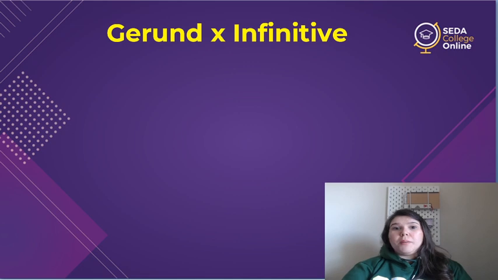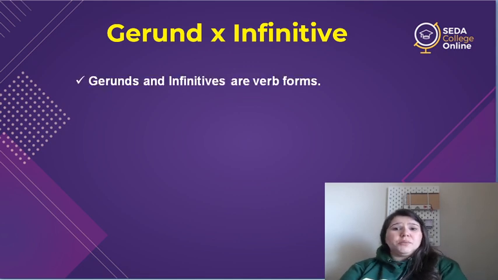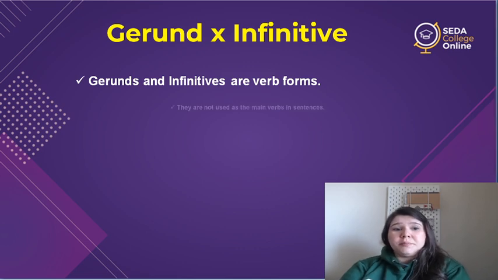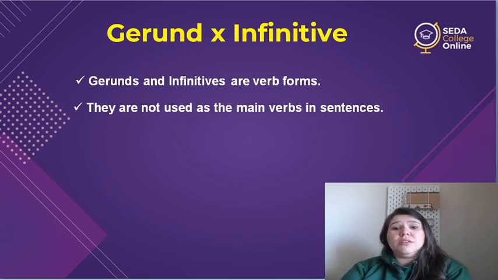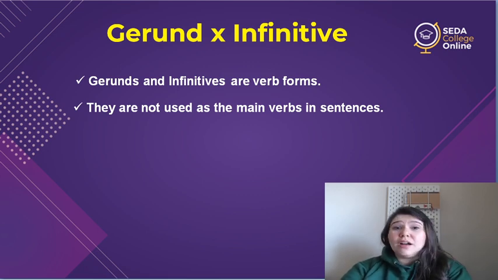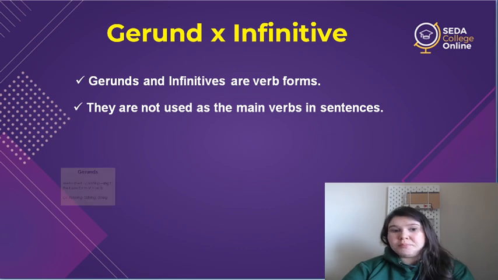So what do we know about them? The first thing we know is that gerunds and infinitives are verb forms. They are not tenses, okay? It's not a verb tense, it's a verb form. They are not used as the main verb in sentences. Did you know that? So when we use the infinitive or the gerund, they are not the main verb.